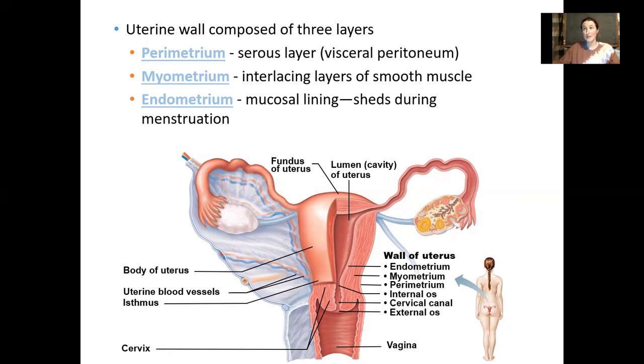The uterus is retroperitoneal. So the peritoneum kind of sits on top of the uterus, but it's not surrounding the uterus. Okay.